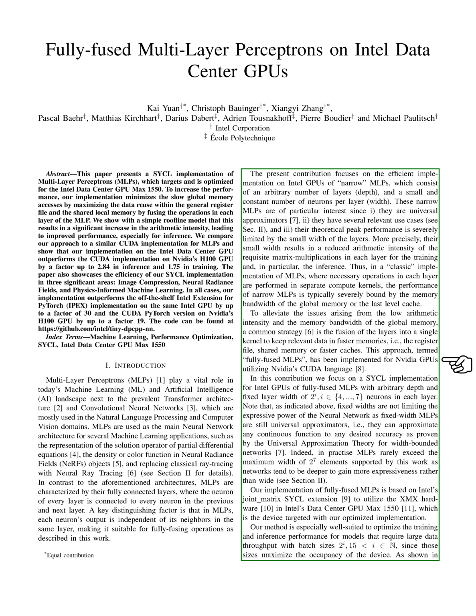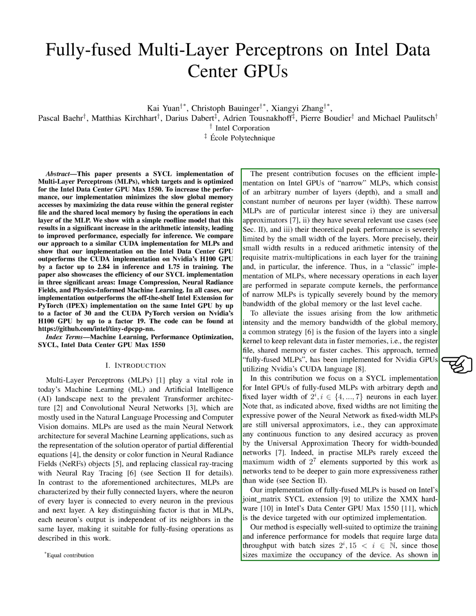To address the challenges posed by low arithmetic intensity and memory bandwidth, a common strategy is to fuse the layers into a single kernel to keep relevant data in faster memories like the register file or shared memory. This approach, known as fully fused MLPs, has been implemented for NVIDIA GPUs using CUDA.